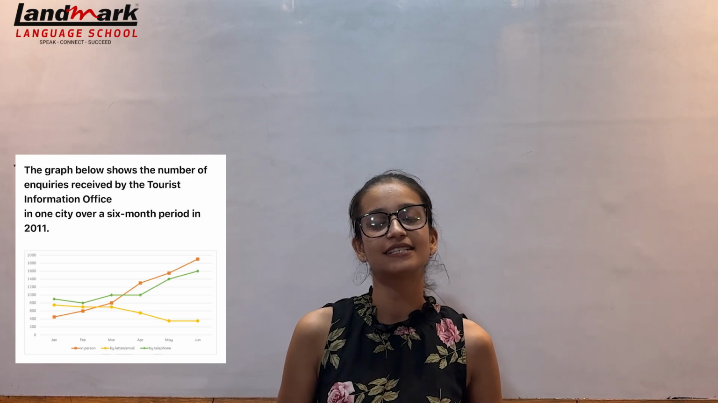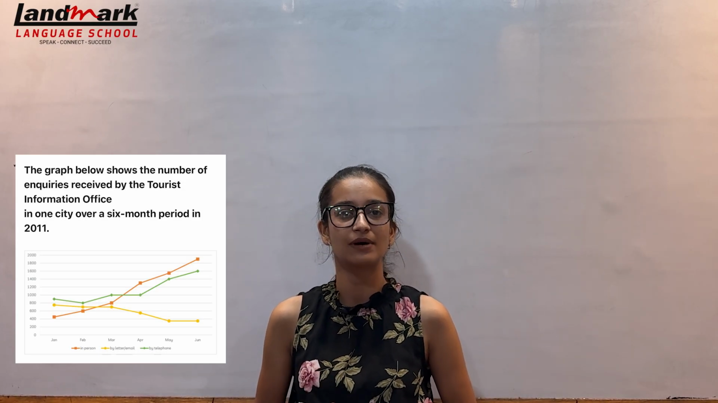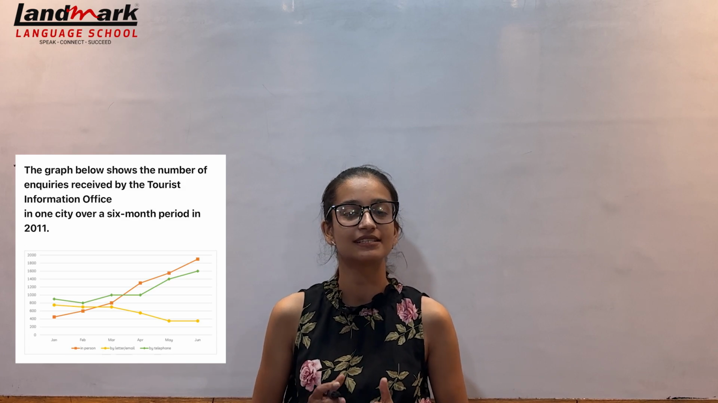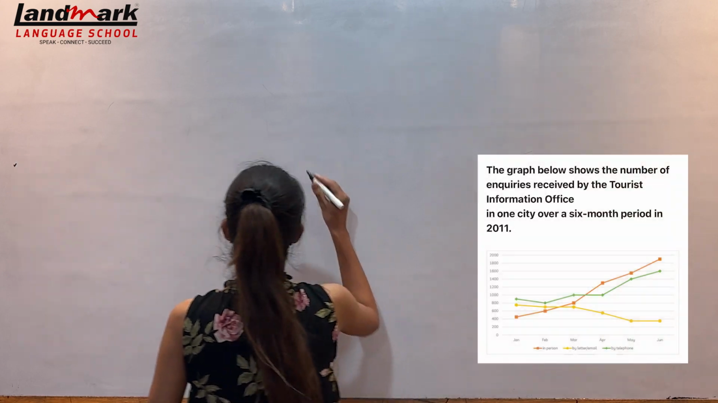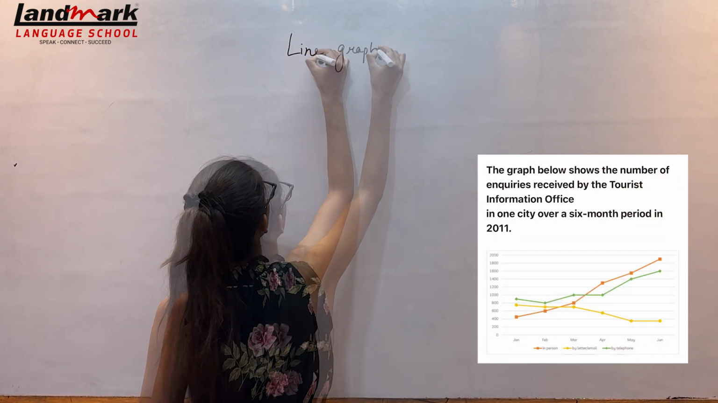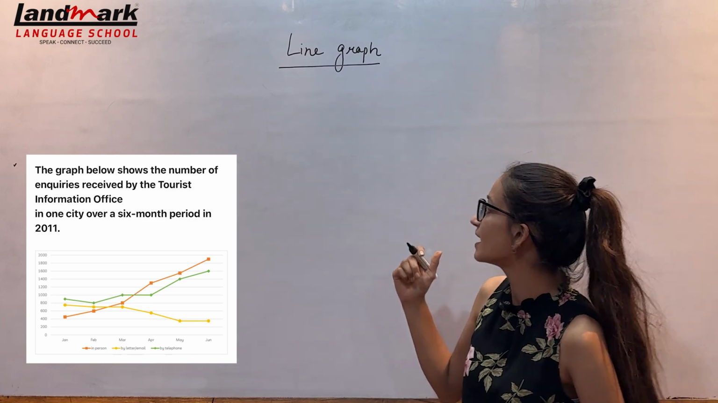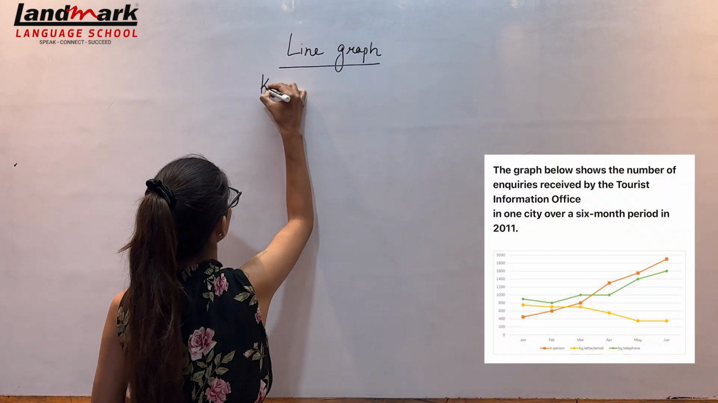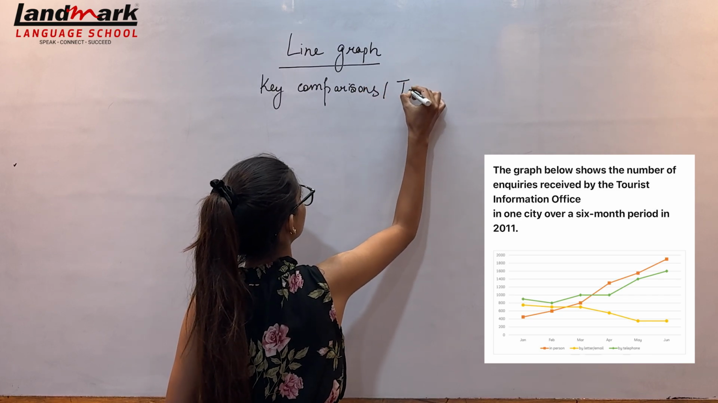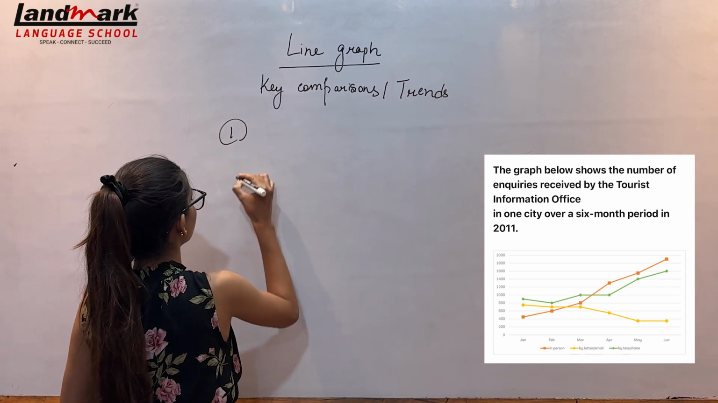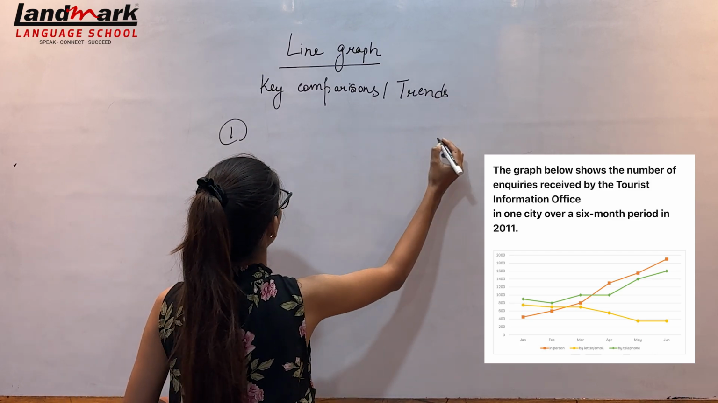Hello students, in this video we are going to discuss how to write a task 1, and basically today we are discussing how to write a line graph. So let's start with this. As you can see in the picture, firstly we have to make the key comparisons of this graph, that is the trends. So we will notice the trends by observing the first month and the last month.